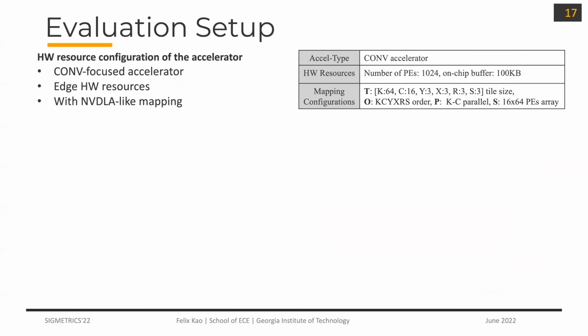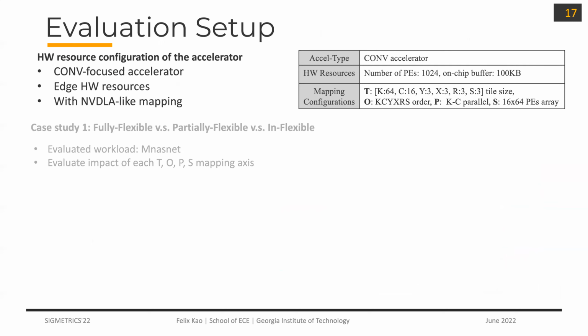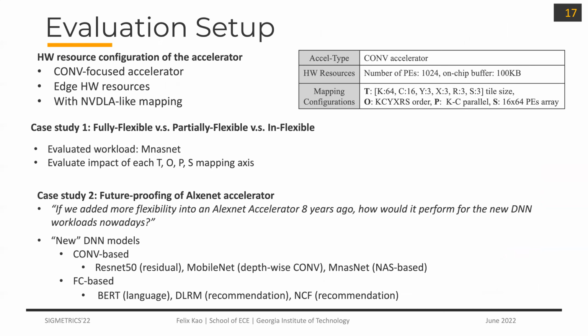Let's see some evaluation. Here, the table is the hardware resource configuration of the modeled accelerator. We perform two sets of case study. First is the study of fully and partially flexible, and we evaluate using amortized workload along each of the four mapping axes. In case study set 2, we want to show how the flexibility can benefit the accelerator to cope with more diverse models.